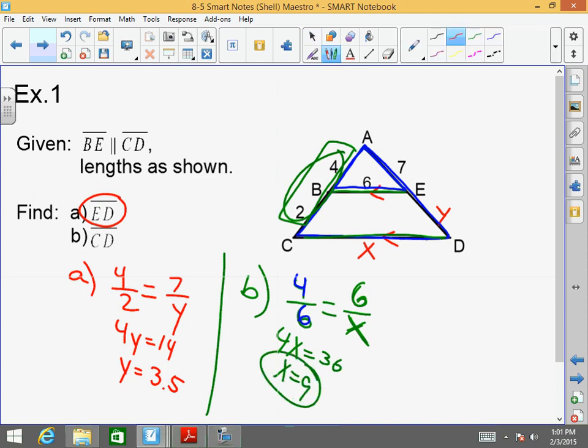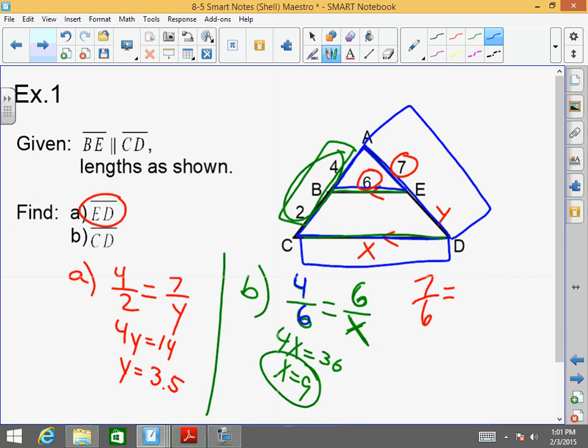Another way to see this, if it helps you, let's say I went 7 to 6 has to equal this whole side to this whole side of the large triangle. And since I know y is 3.5, it'd be 10.5 to x. A little bit of a more difficult, challenging problem there, but you're still going to have the same exact answer.